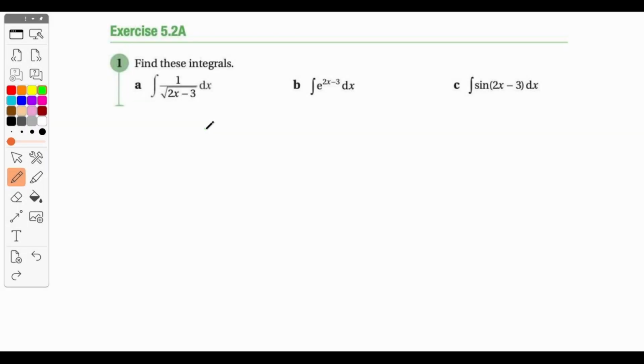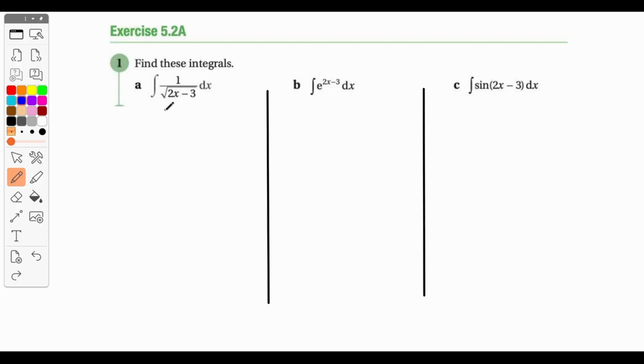We have here some questions. This is exercise 5.2a in your book. This is question number 1. Question number 1 here has a, b, and c. But for this one, the integral of 1 over the square root of 2x minus 3 dx.